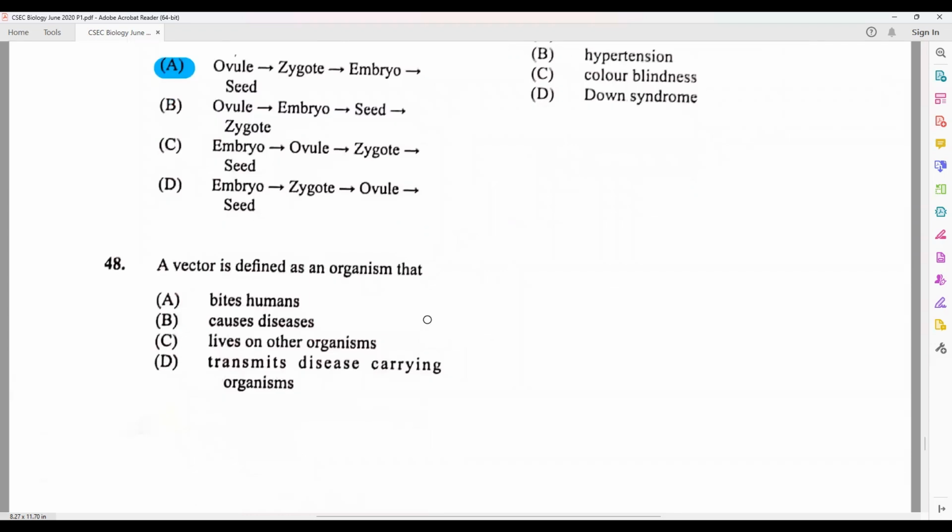48. A vector is defined as an organism that transmits disease-carrying organisms. Like mosquitoes, they transmit disease-carrying organisms.